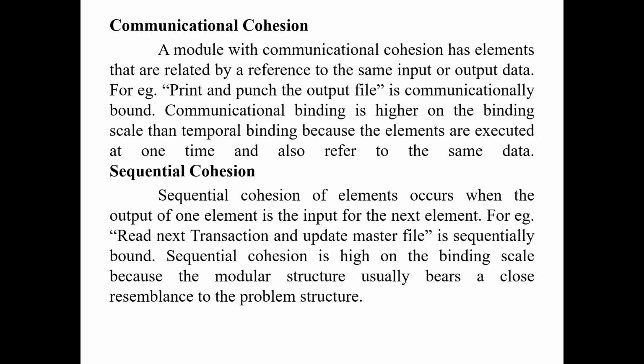And the next one is sequential cohesion. Sequential cohesion of elements occurs when the output of one element is the input for the next element. For example, read next transaction and update master file. It is sequentially bound. Sequential cohesion is high on the binding scale, and the modular structure usually bears a close resemblance to the problem structure.